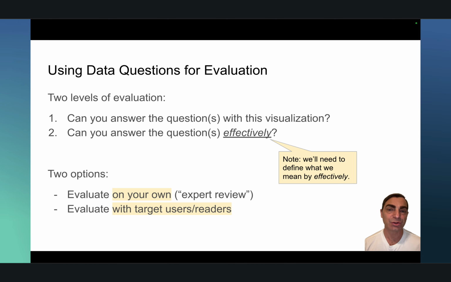Now, you can do that in two main ways. You can evaluate it on your own using yourself as an expert, literally doing what I just said, going question by question and seeing if your visualization answers these questions. Or in a different, more complicated setting, you can evaluate these questions, sort of like in a usability study, to see if people are able to answer these questions using your visualizations. In either case, having a list of questions is really, really useful and effective.